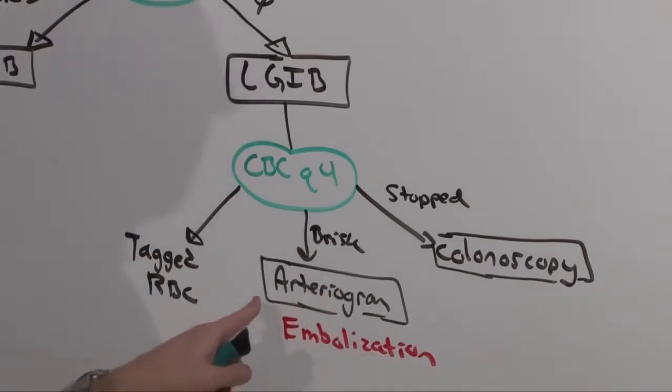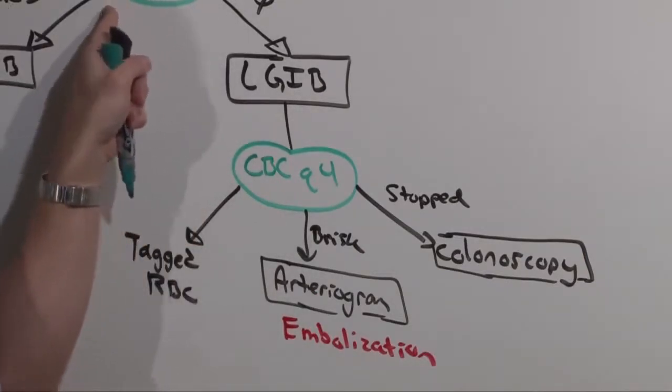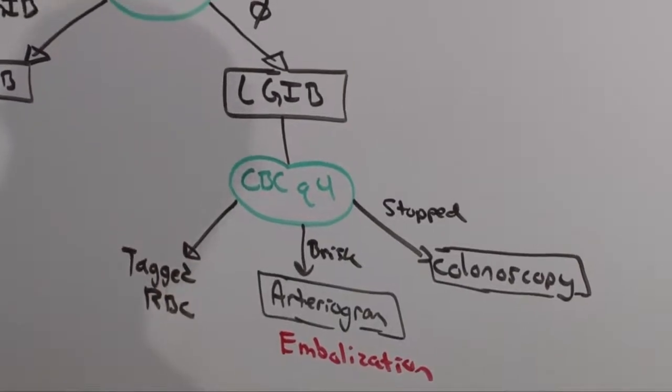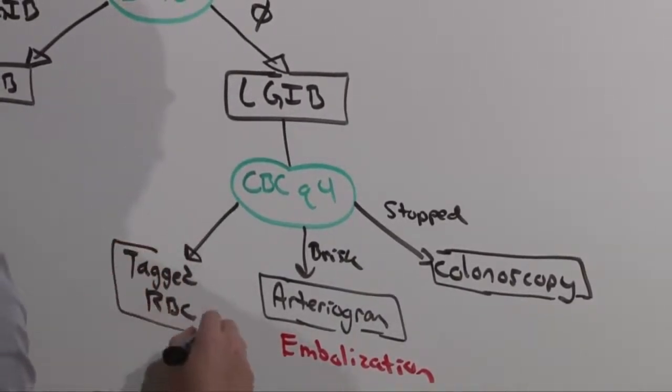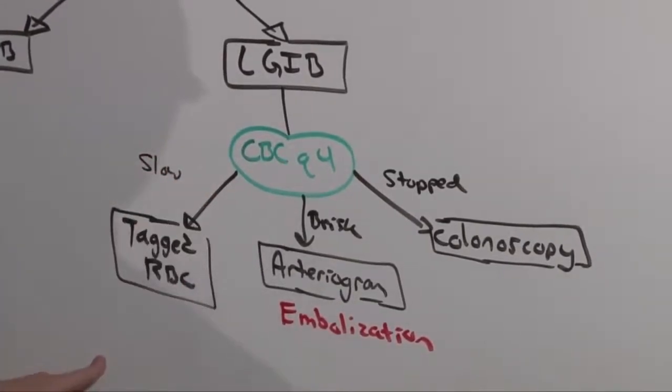And you may, in fact, skip the EGD and go straight to arteriogram, the patient not being stable enough for endoscopy. The tagged red blood cell scan is useful if there is a slow but continuous hemorrhage.